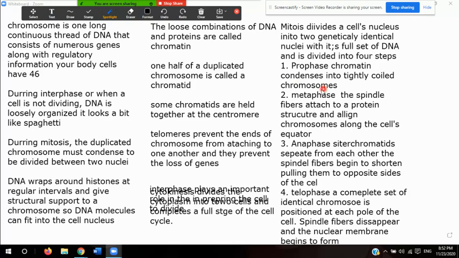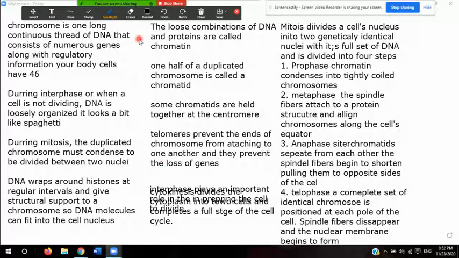Again, in prophase, chromatin is condensed into tightly coiled chromosomes. In metaphase, the spindle fibers attach to protein structures and align the chromosomes along the cell's equator. In anaphase, the sister chromatids separate from each other. Then the spindle fibers begin to shorten, pulling them to opposite sides of the cell. Excuse me. In telophase, a complete set of identical chromosomes is positioned at each pole of the cell, the spindle fibers disappear, and the nuclear membrane begins to form.